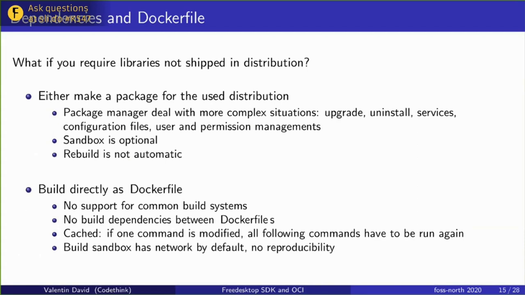And I come back to the point: what if you want to build more things in your Dockerfile because the distribution doesn't provide what you need? Either because the package for the library that you want doesn't exist, or it's a different version that you want, or you need a patch. So there are two ways to approach this. Either you make a package for the distribution that you use, or you build directly in the Dockerfile.